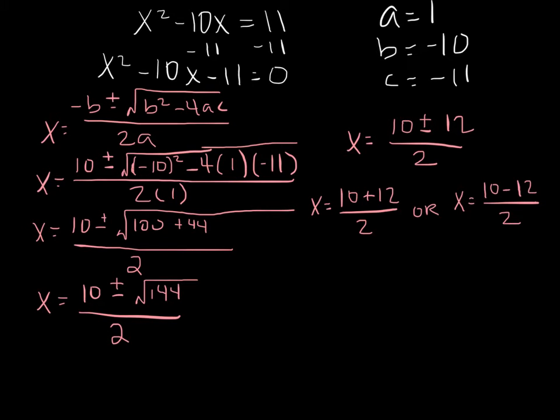Okay, and now we're going to go ahead and simplify both of these. So we have x equals 10 plus 12 is 22 over 2, and 22 over 2 is 11.